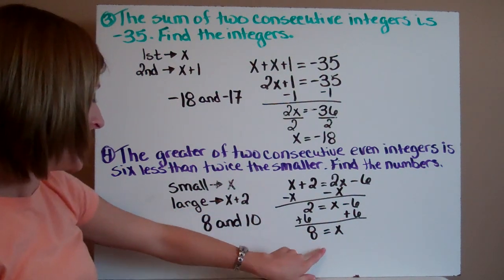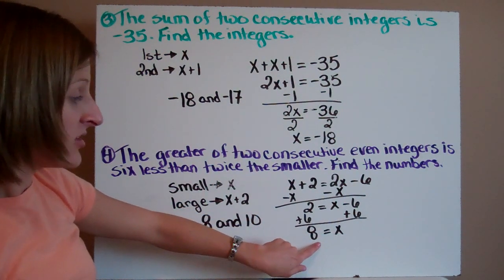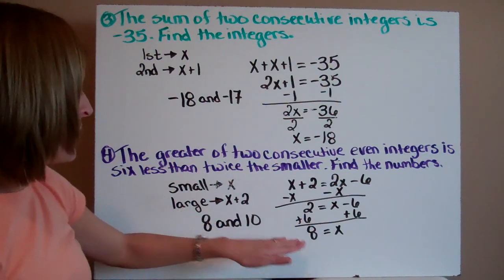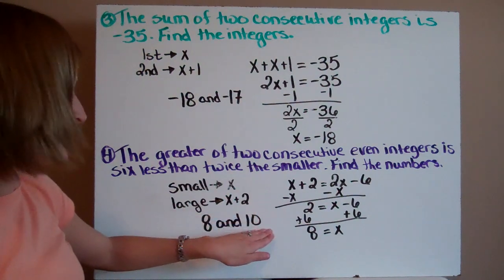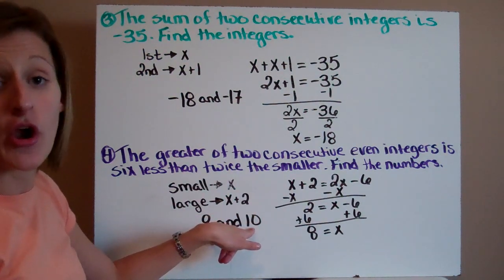So one of my integers, my smallest one, is 8. Now, if I need to find my larger one, I do 8, and then I add 2, and that's 10. So my 2 integers are 8 and 10.